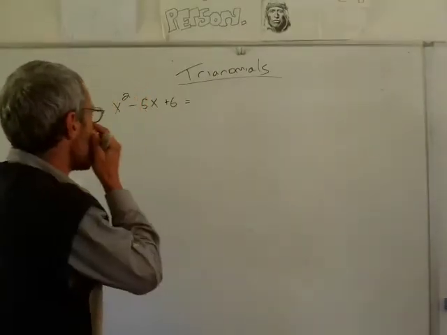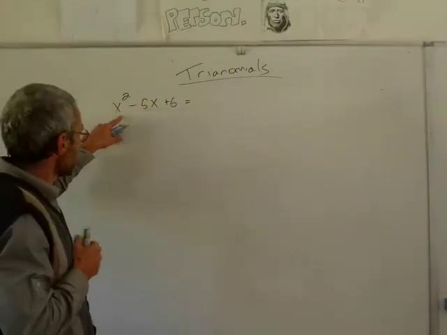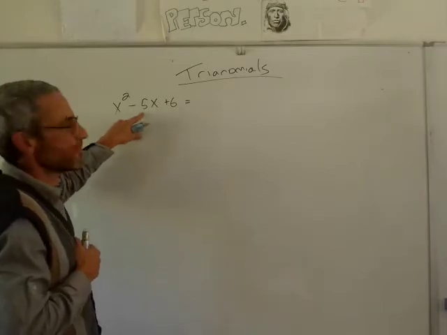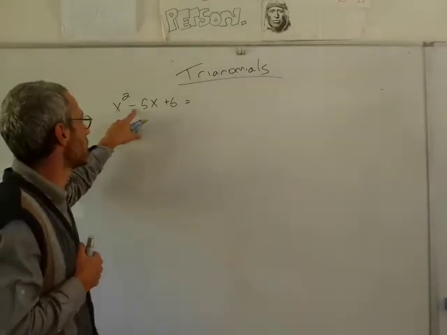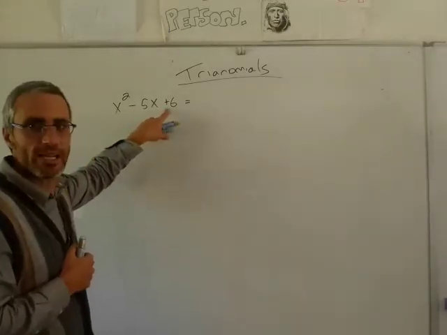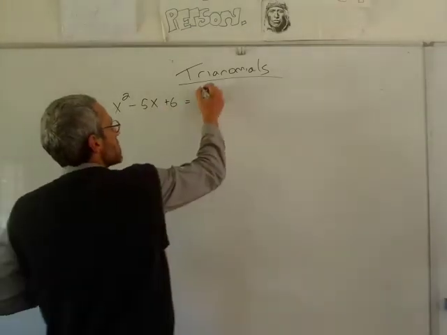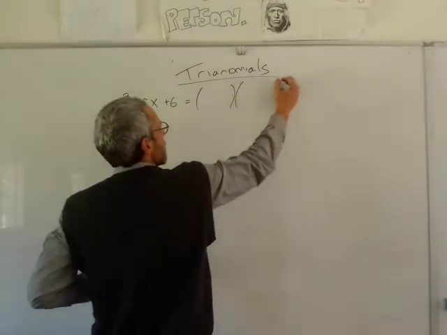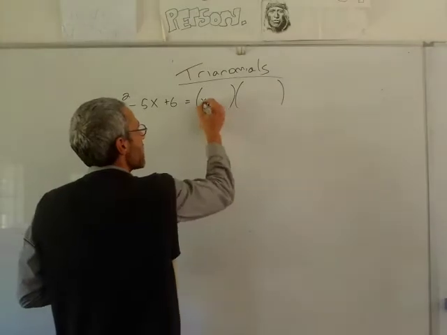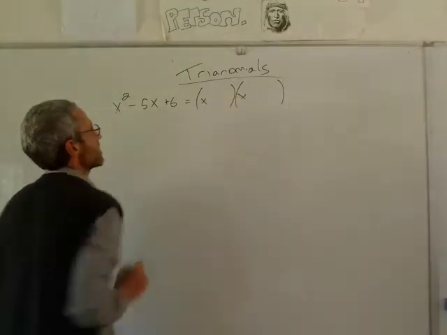Okay, the next situation is where I've still got x squared, but instead of a plus something with x, I've got a minus. So I've got a minus here, but still a plus there. So it starts the same thing. I'm going to write, okay, I'm factorizing here. So I'm going to write x and x, because I know x times x is x squared.